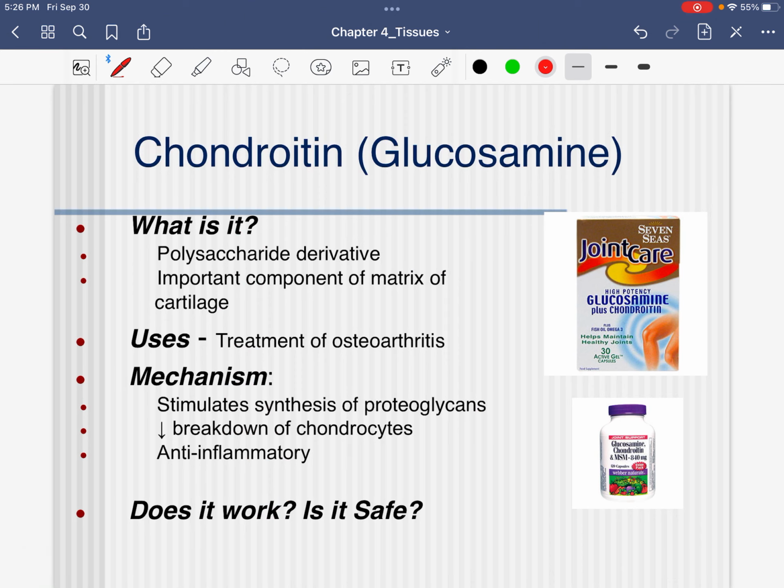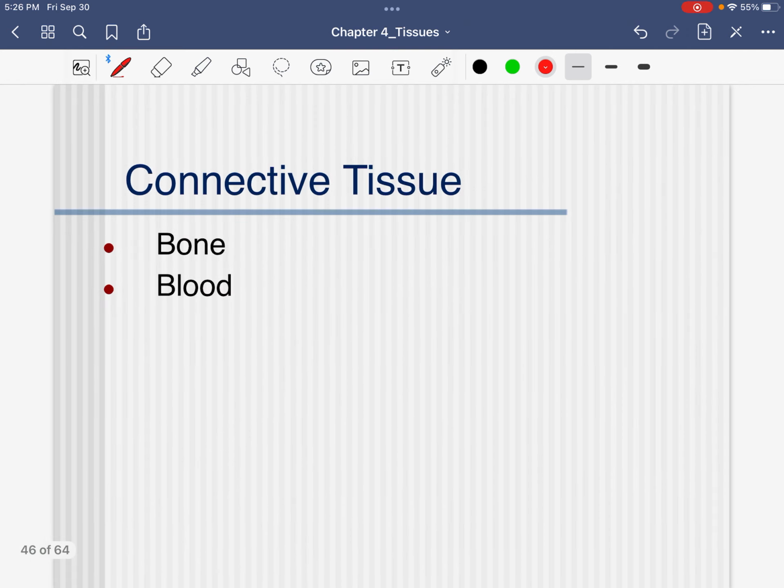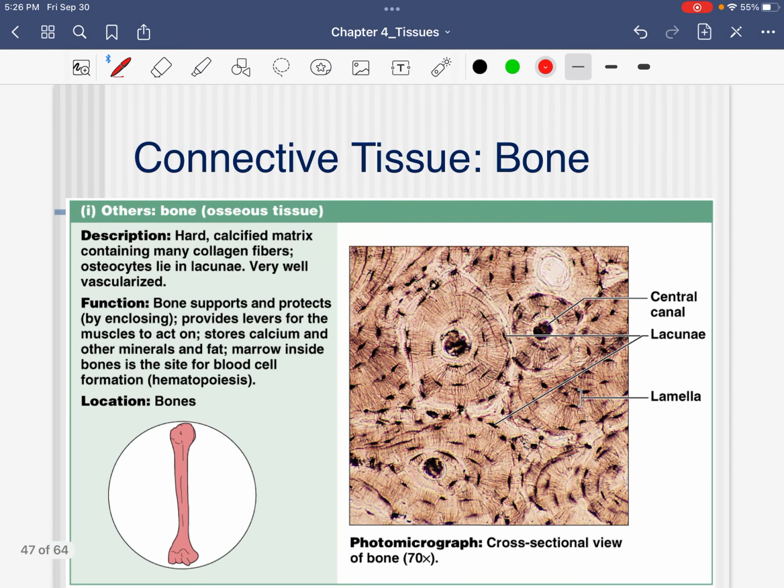There's some extra information here. I'm going to skip it now, just in the interest of time. But let's just continue with the last two types of connective tissue, bone and blood. And folks, these look really unique. I'm hoping nobody has a hard time identifying what bone looks like.